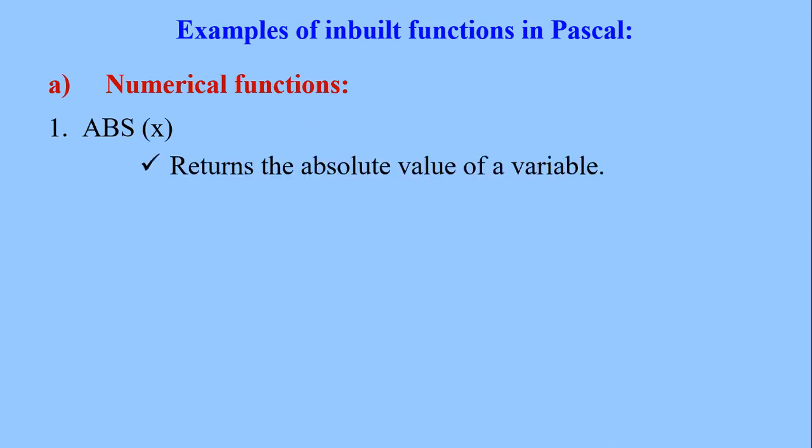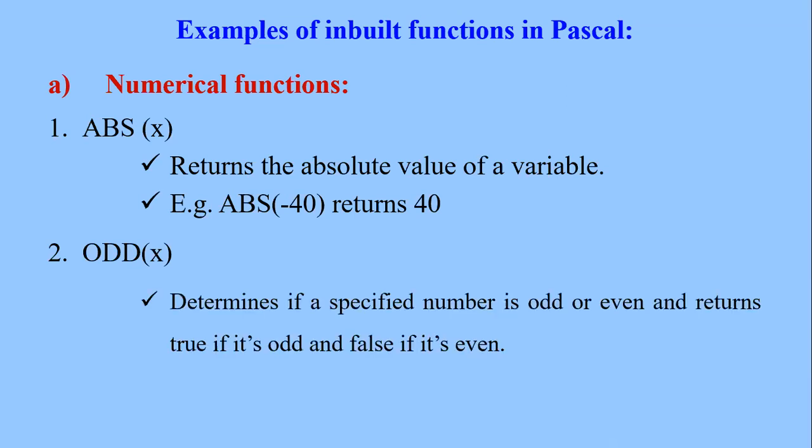Examples of inbuilt functions in Pascal are numerical functions, which include ABS(X). This function returns the absolute value of a variable. For example, ABS(-40) returns 40. Odd(X) determines if a specified number is odd or even and returns true if it's odd and false if it's even. For example, odd(-3) returns true.